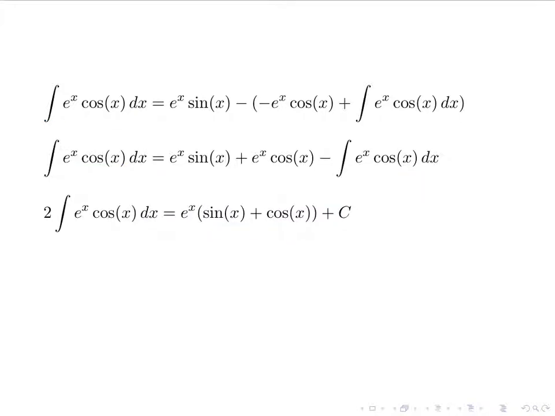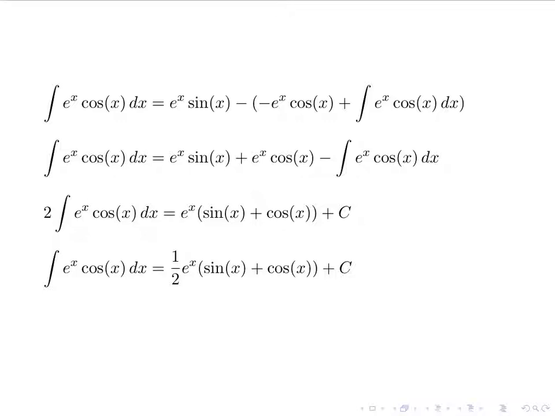And so I brought it over, so now I have two of them. I also factored out my e to the x on the right-hand side just to clean it up a little bit. And then I've got an integral equals, and I've got the plus c here too. And then my last step is to just get rid of my 2. So the integral of e to the x cosine x dx equals 1/2 e to the x times sine of x plus cosine x plus any constant.